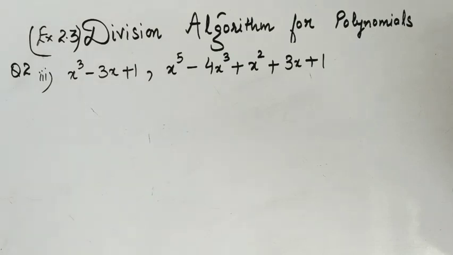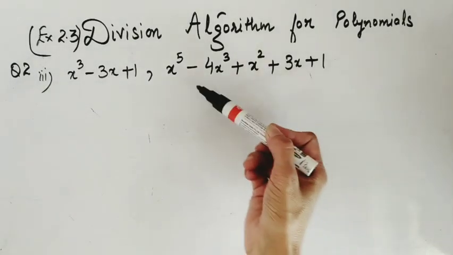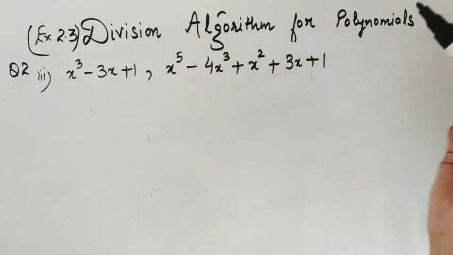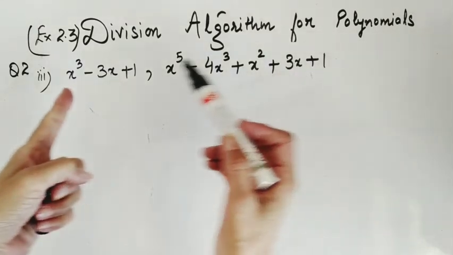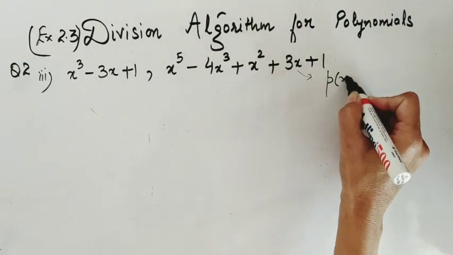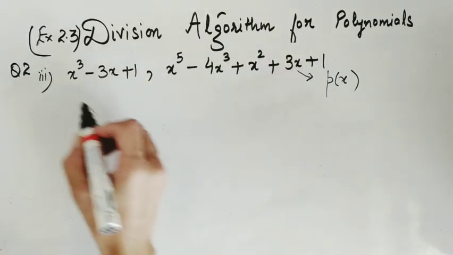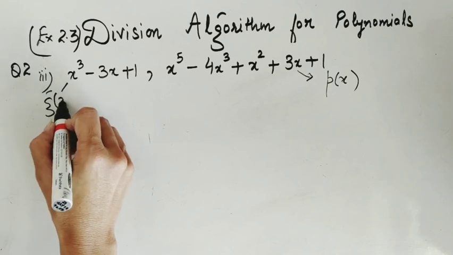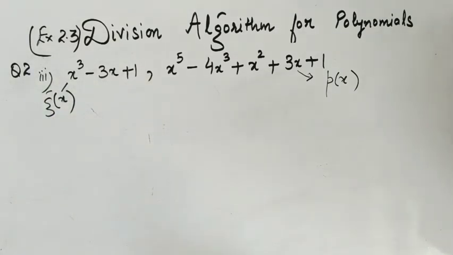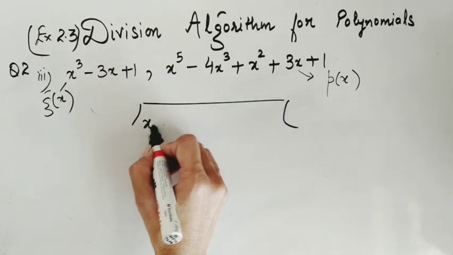Now we are taking up questions from your textbook. This is exercise 2.3. Question number 2 says, check whether the first polynomial is a factor of the second polynomial by dividing the second polynomial by the first. So this can be labeled as p(x), our polynomial which would be taken as the dividend. This is g(x), which is the divisor. So let's divide and check whether it's a factor or not.